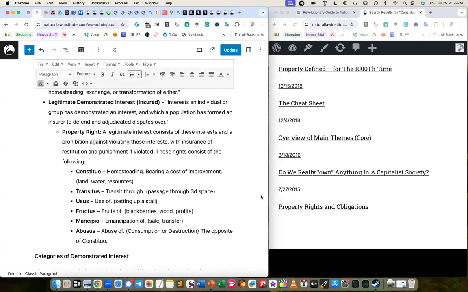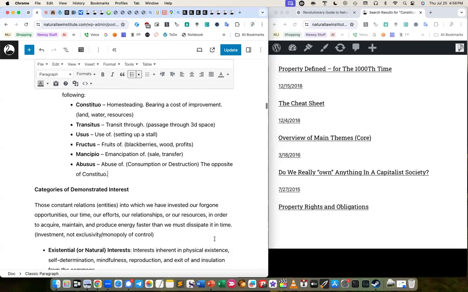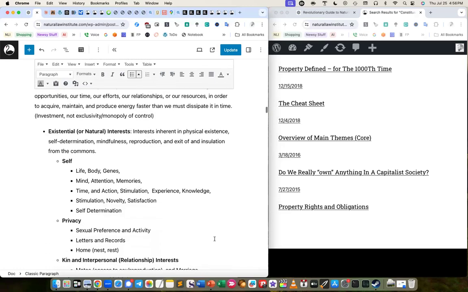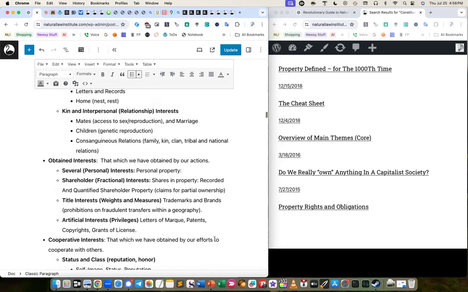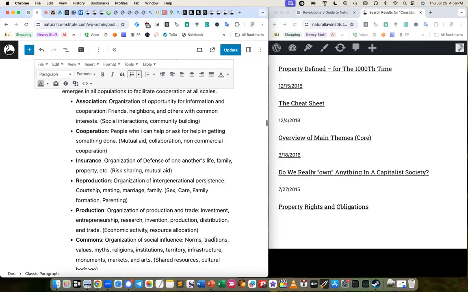Basically, the four things you can do to information: create it, read it, update it, and delete it. Those are right. Those are obtained interests, cooperative interests.